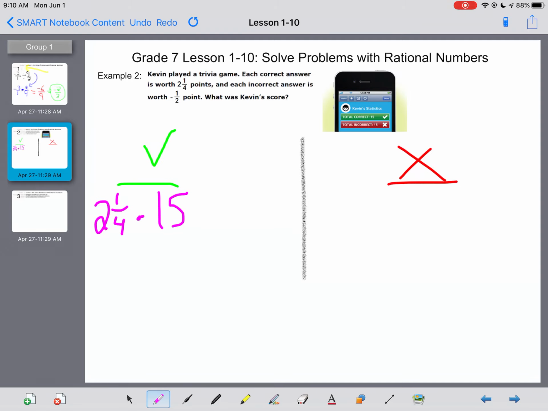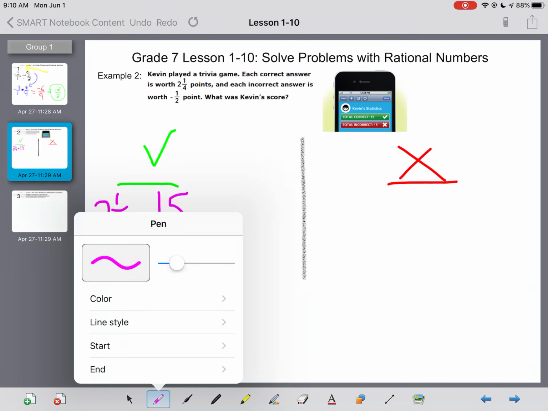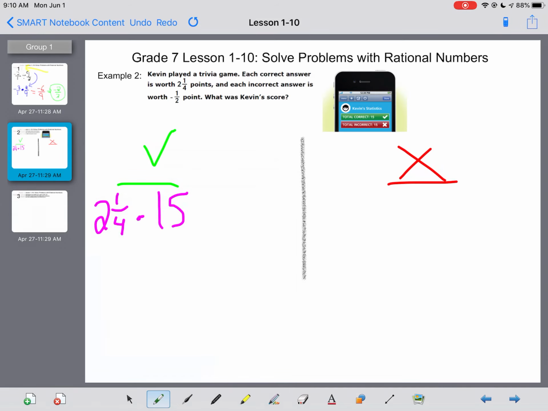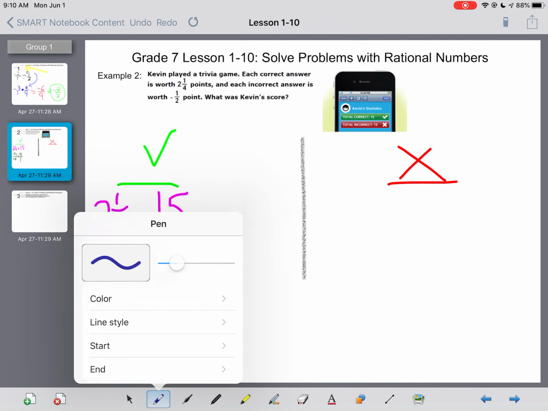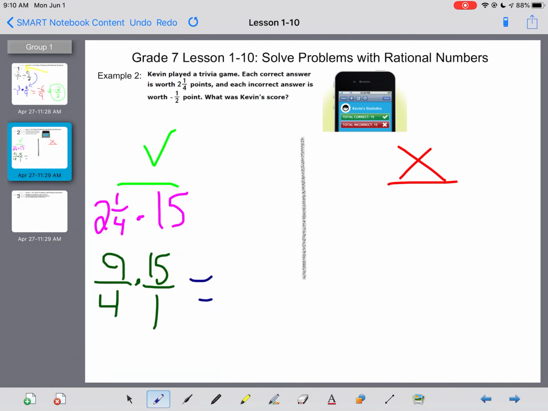So I need to multiply 2 1/4 times 15. Now, let's do that. Sorry, 2 1/4 is the same as 9 over 4, because 4 times 2 is 8 plus 1 is 9. So 9 over 4 times 15 over 1. So this is how many positive points he received. And let's see, 9 times 15, that's 135. And 4 times 1 is 4, so 135 over 4.